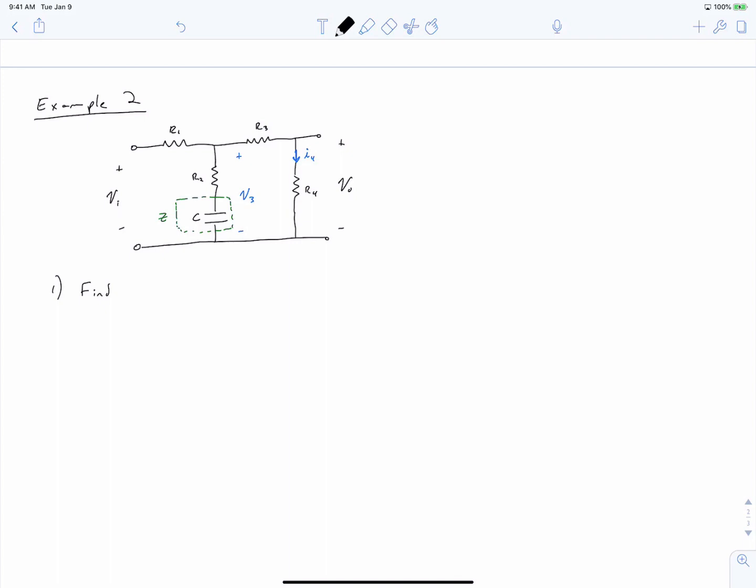Suppose that your goal is initially to find the transfer function when the impedance Z is equal to infinity. That is, when the capacitor has been removed from the circuit and the transfer function is relating V out to V in. So find your initial transfer function of the circuit before adding Z. Press pause now and play when you're ready to resume.